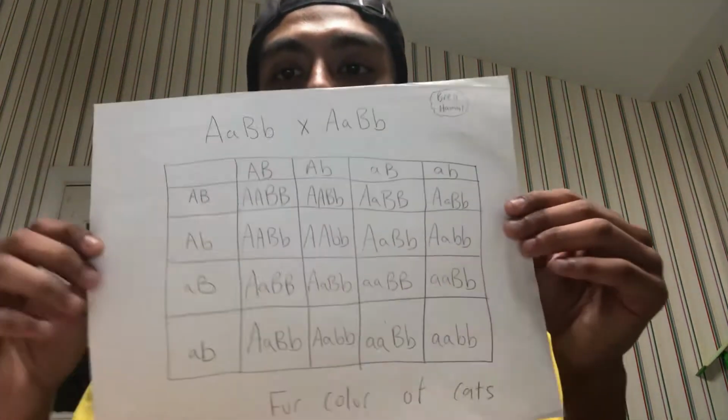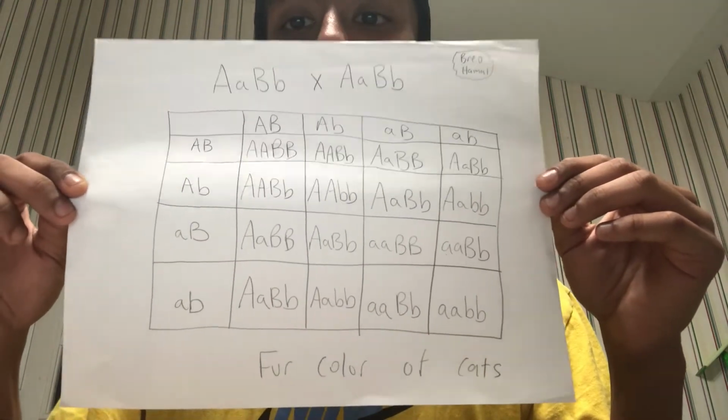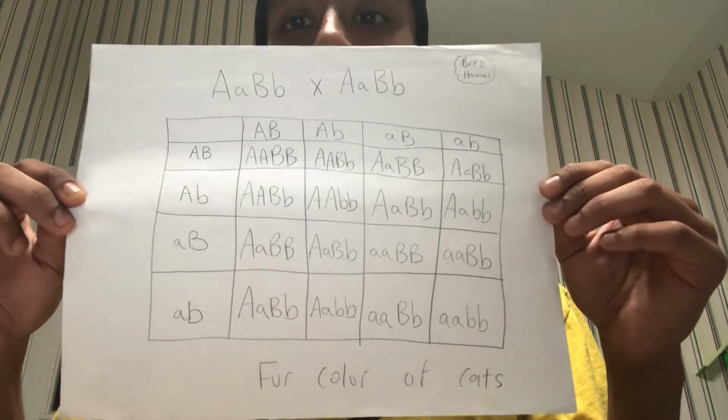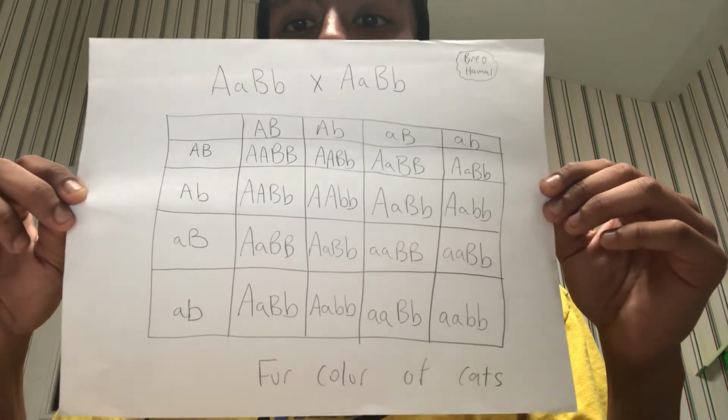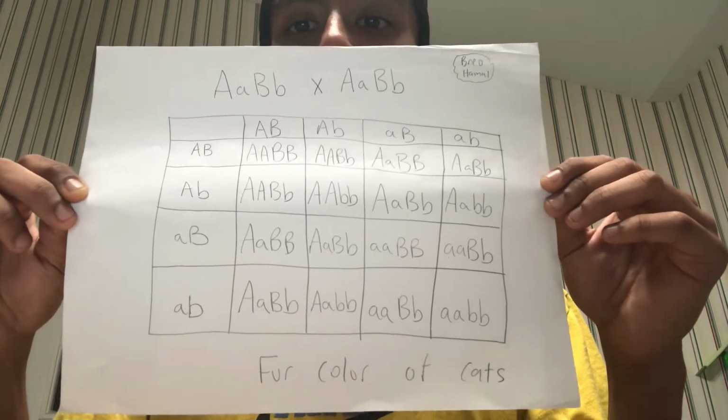For each of my crosses, the first thing I did was create a Punnett square. So for the dihybrid cross, these are the genotypes I came up with. We expect to see a 9:3:4 ratio, and we are looking for the phenotypic proportions of fur color in cats.